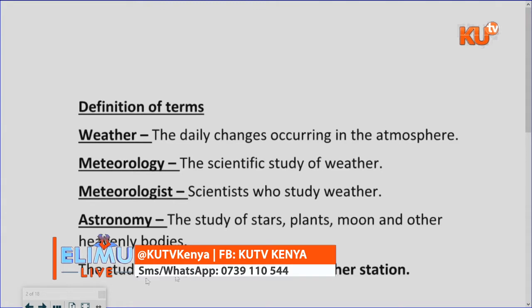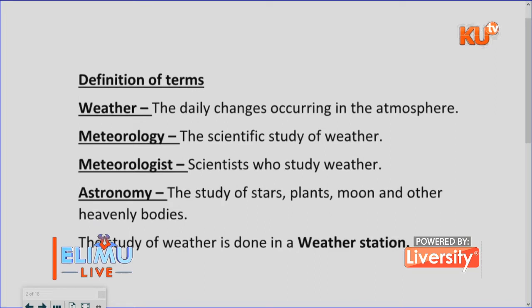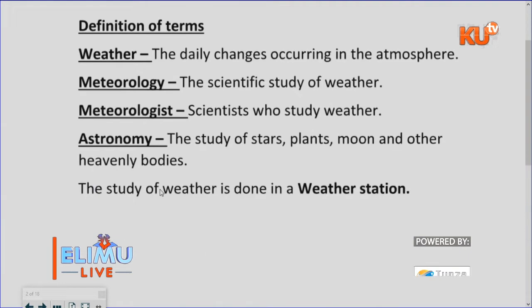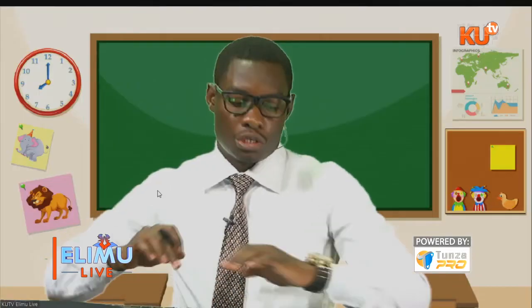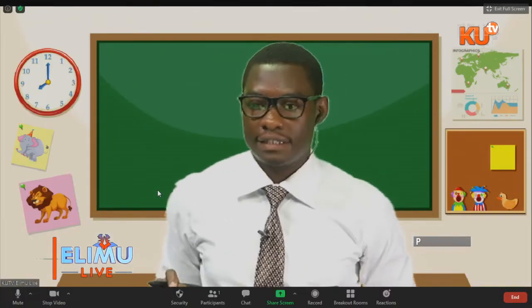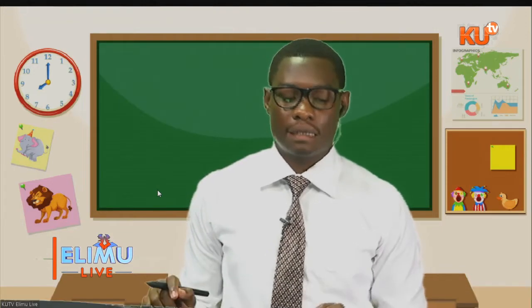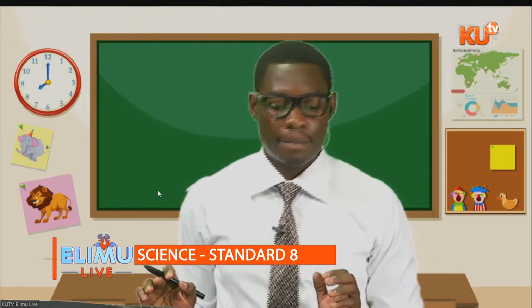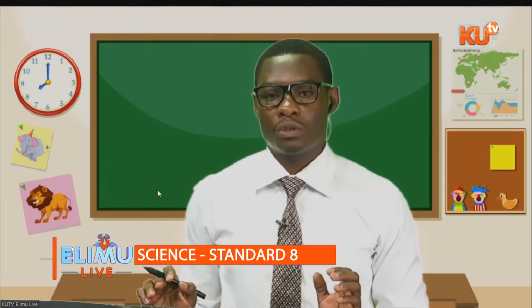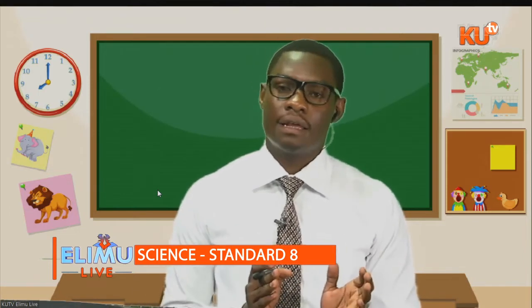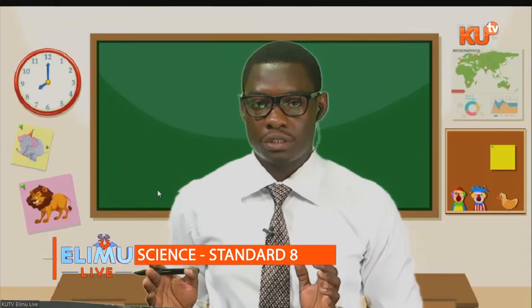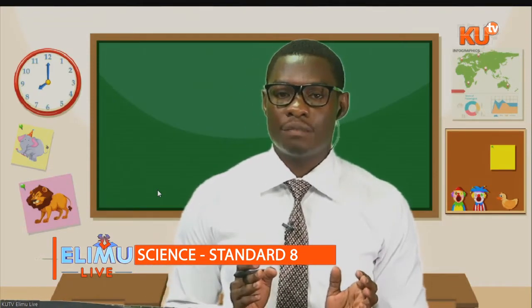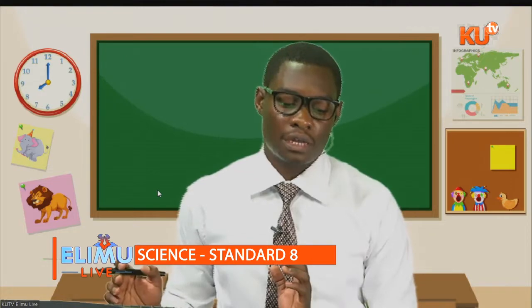We can also look at another definition, that is astronomy. Astronomy can be defined as the study of stars, planets, moon, and other heavenly bodies. The person who studies astronomy will be called an astronomist. So we have meteorology, the study of weather, and the person who does that is called a meteorologist. Then we have astronomy, the study of heavenly bodies, and the person who does that will be called an astronomist.